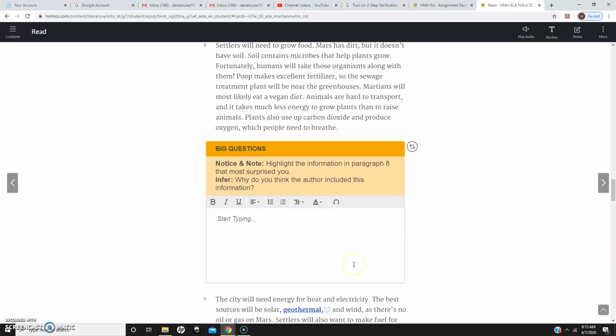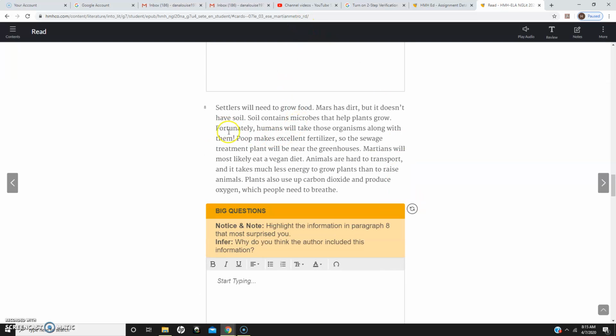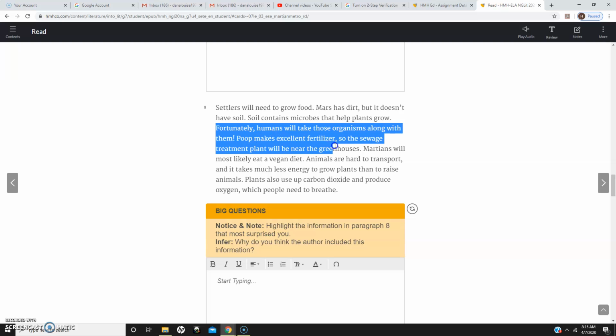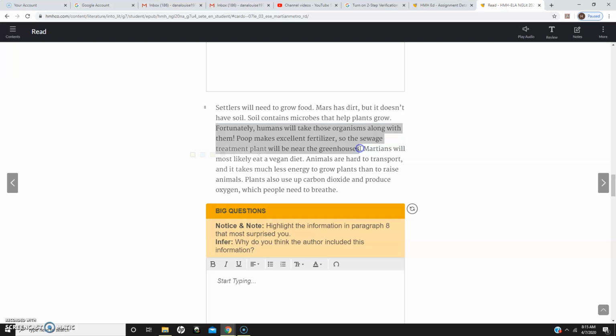So I have another question here. So this is one of those big questions. Highlight the information in paragraph 8 that most surprised you. So when I go up there and do that, I'm thinking about the question here: Why do you think the author included this information? So I'm looking at this. I want to highlight this section right here. Fortunately, humans will take the organisms along with them. Poop makes excellent fertilizer. They will have those treatment plants near the greenhouses.